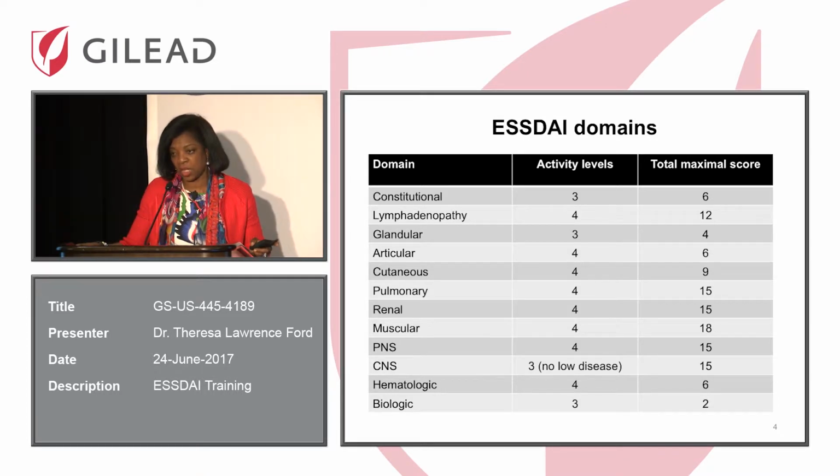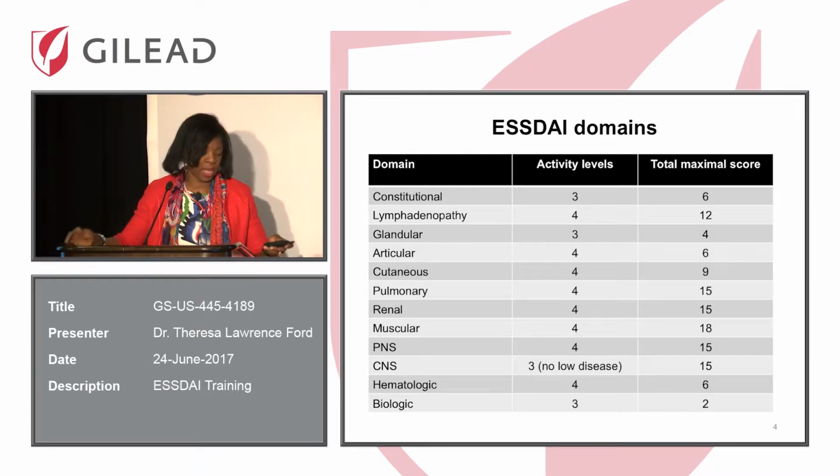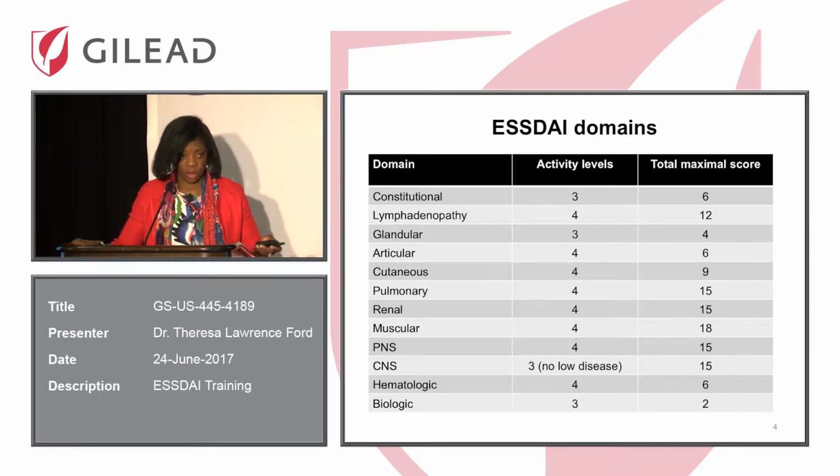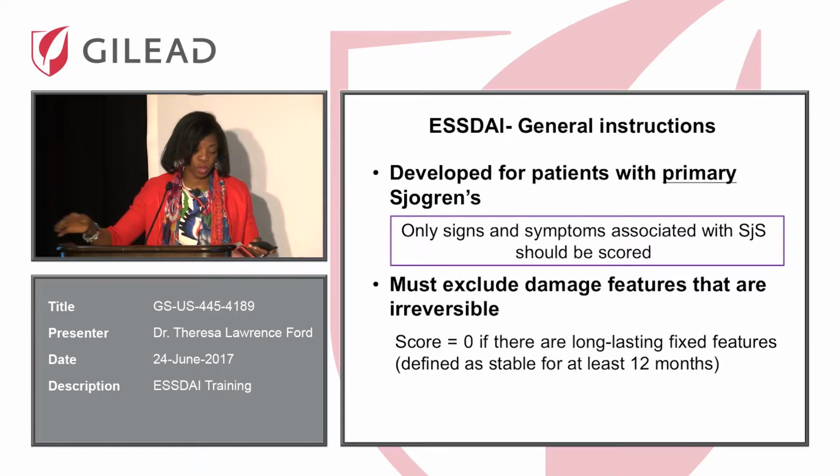If there's no disease activity, it'll be 0, and then it'll be given a particular numeric value for the presence of either low, moderate, or high disease activity. And the CNS is unique in that there is no 0. You either have it or you don't. And so we'll go through initially general instructions.